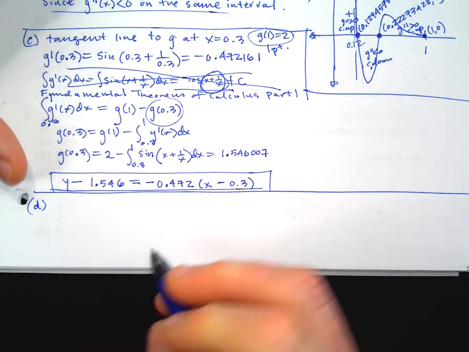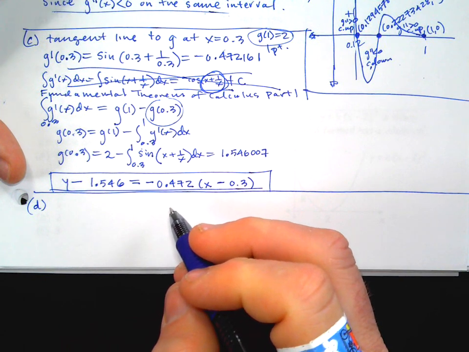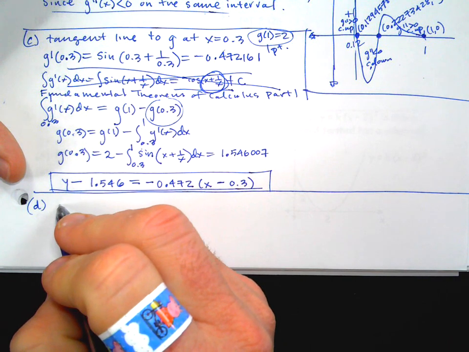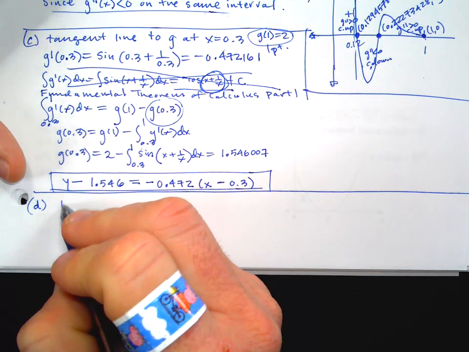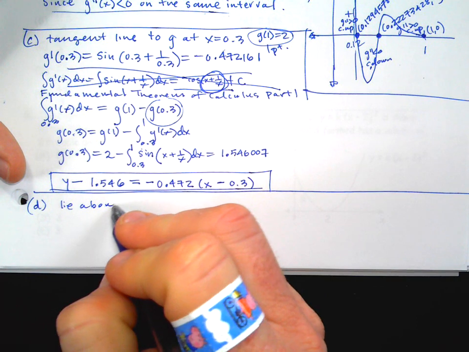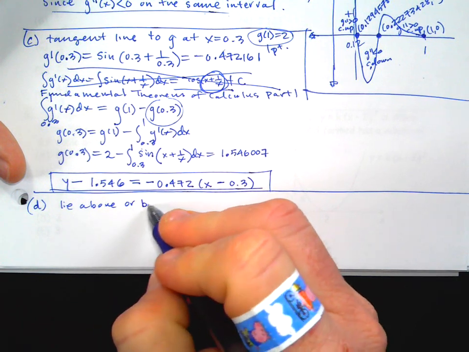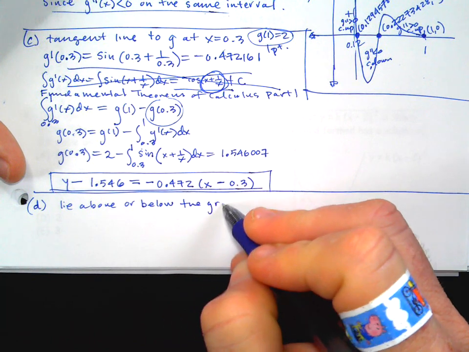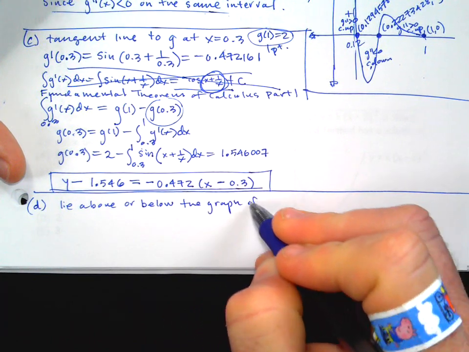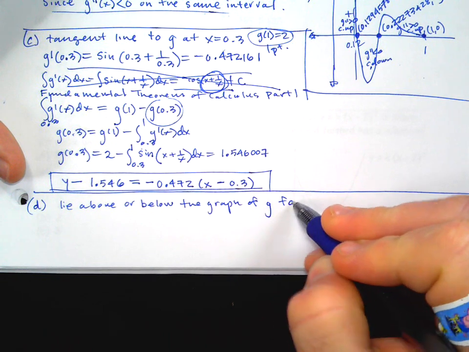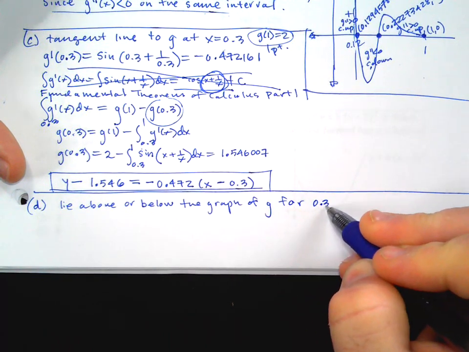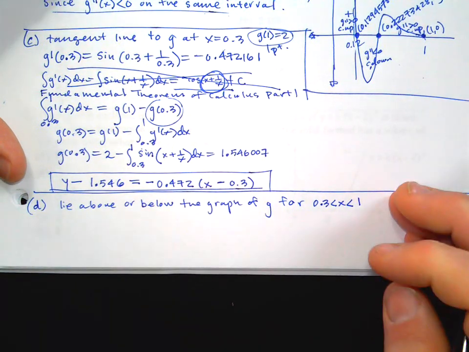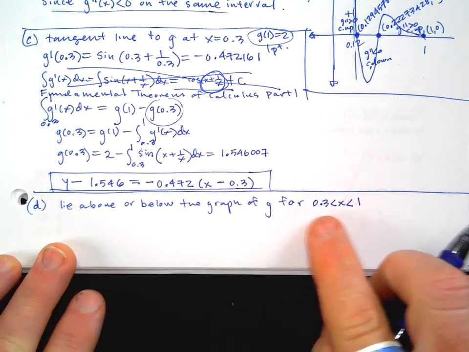Part D says, does the line tangent to the graph at x equals 0.3, so the equation we just found, lie above or below the graph of G for just a certain chunk? Because graphs can go up and down, so a tangent line might be below it, but then end up crossing and go above it at some point. So we're just interested in this chunk.